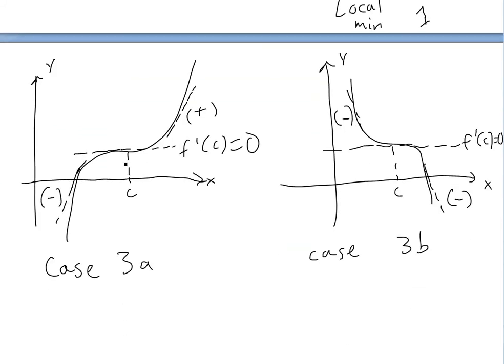And this one here, as you can see, there's no max or min in this case, 3a, where this is negative, and then this is positive, and this is positive here, and this one goes from negative to negative. As you can see, this one has no local max or min, and both of these have none either.